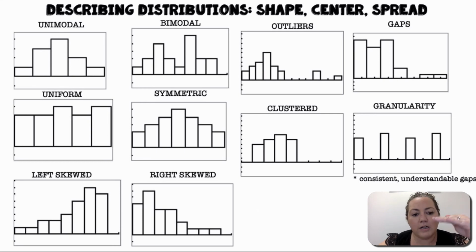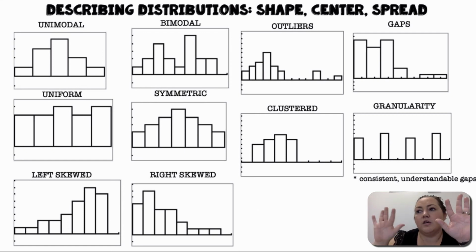Uniform is if it's flat or relatively flat. You can see that this is not perfect, but it's relatively flat. Symmetric is where it goes up and comes back down relatively evenly on both sides. Skewed left is where the tail of your data is dragging out towards the left side. If the tail is on the right side, then it's skewed right. Outliers are points that kind of don't fit with the rest of your data. Gaps are where you might have some data, then a little gap, then some more data. Clusters are where it all happens closely together. And granulated is if it's very spread out but consistent.